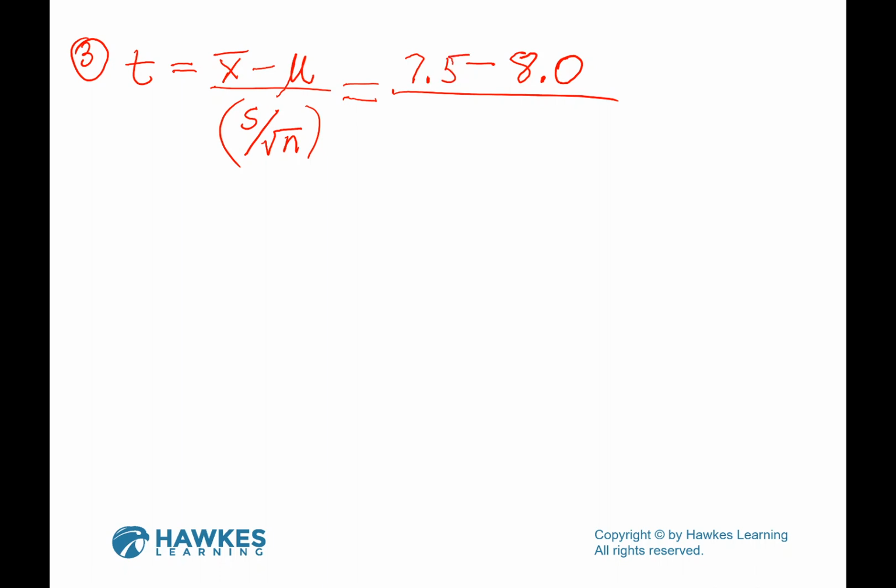7.5 minus 8. S is 1.1. Divided by the square root of the sample size, which is 19. Since we are calculating a t-value, we're going to leave 3 decimal places because we have 3 decimal places in our t-table. Okay. Let's see what we get here.